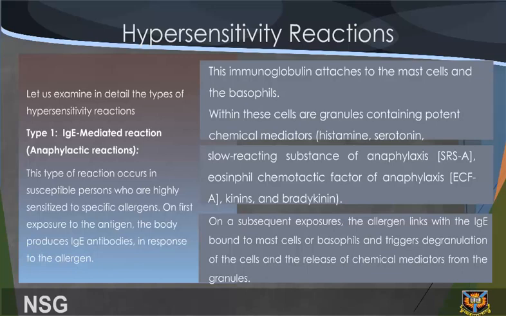On subsequent exposures, the allergen links with the IgE bound to mast cells or basophils and triggers the degranulation of the cells and the release of chemical mediators from the granules.